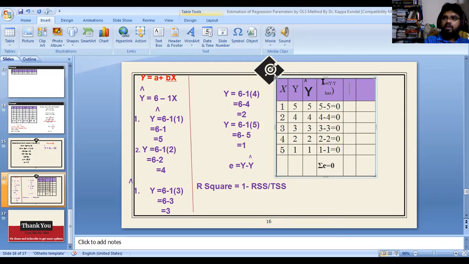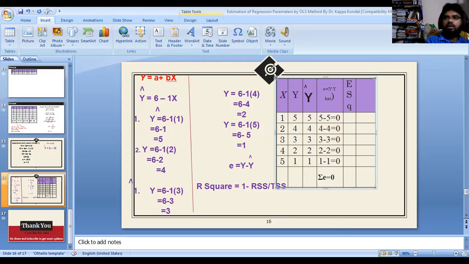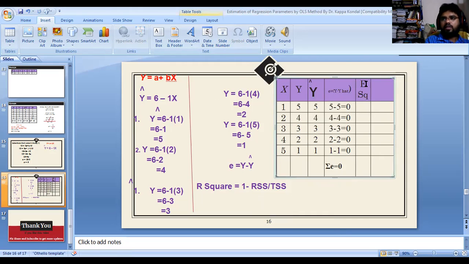See, for example, we got errors. So error squares, SQ. Error square. So we can write E.